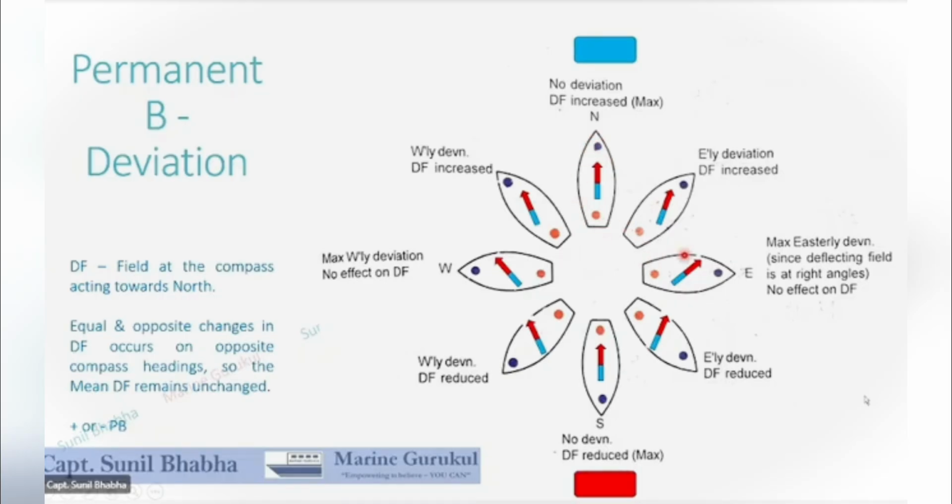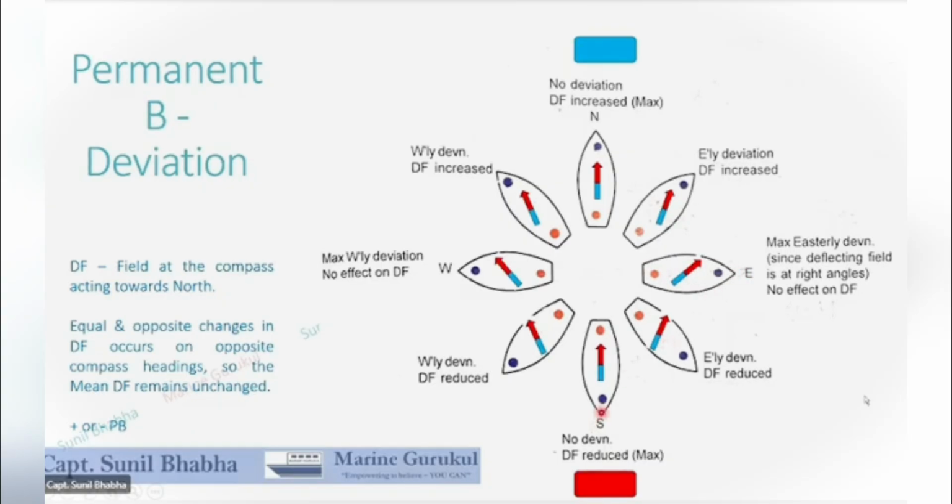When the ship goes on an easterly heading, the red and blue poles of the ship are neither north of the compass nor south of the compass. They are exactly east-west of the compass. Being east-west of the compass, they do not have any effect on the directive force. So the directive force is unchanged at this particular location.